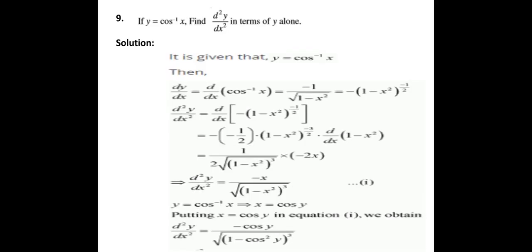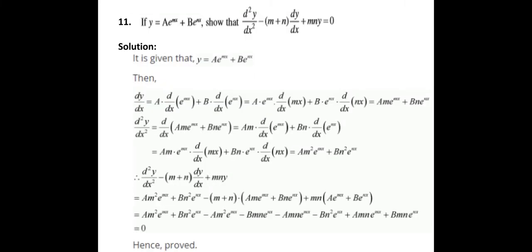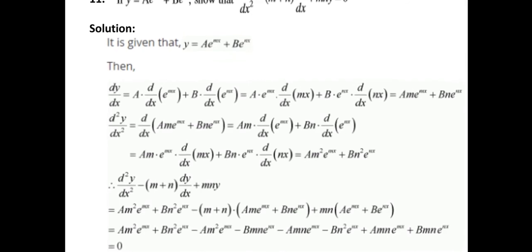In equation number 1, when you substitute x equal to cos y, what you will get? d2y/dx2 equal to minus of cos y divided by root under root (1 minus cos square y) whole cube. So students, this is the answer of the second derivative of the given function. So I hope all of you understood. This is one question, one proving.